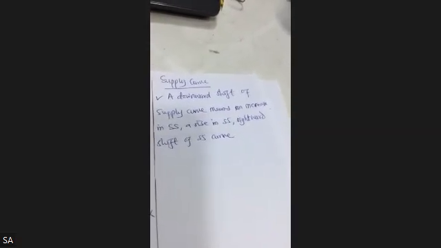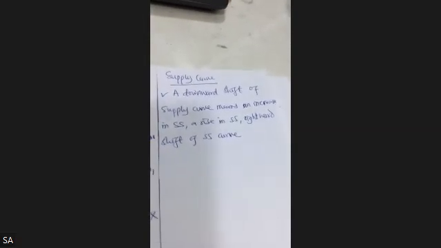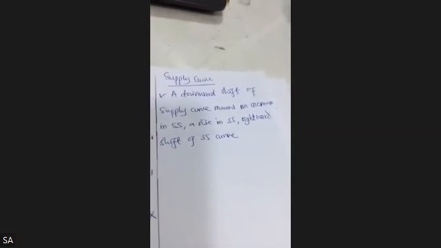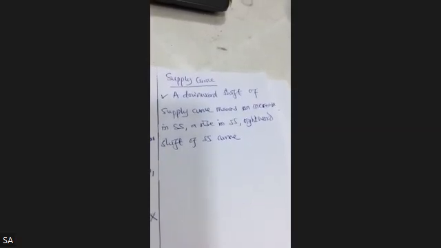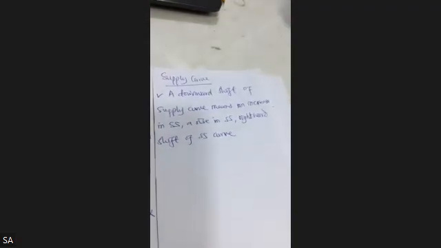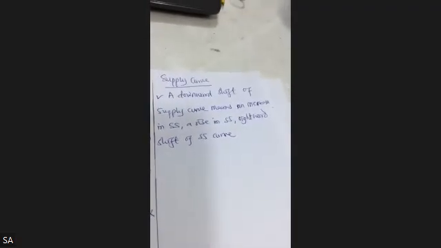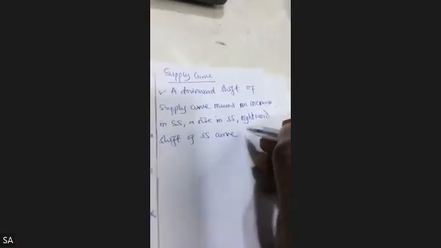Anytime you hear a downward shift of the supply curve, the word downward does not mean it is a decrease. A downward shift of the supply curve means an increase in supply. It means a rise in supply, a rightward shift in supply. So take note of this. Anytime you see a downward supply curve, what should come to your mind is a rise or increase in supply.